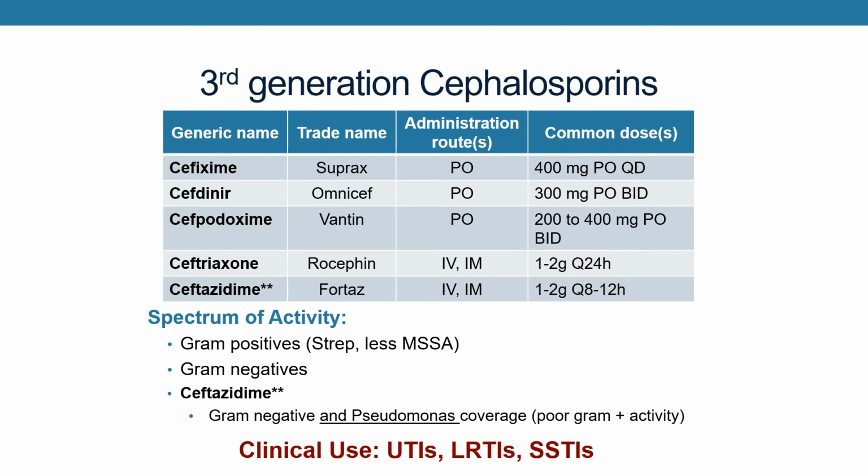Following the same trend, the third generation cephalosporins have less gram-positive and more gram-negative coverage compared to the first 2 generations. But this class can be tricky because not all third generation cephalosporins are created equal. An example of what I mean is a third generation cephalosporin ceftazidime actually has Pseudomonas coverage, but it is not to be used for gram-positive infections because it does not have gram-positive coverage.